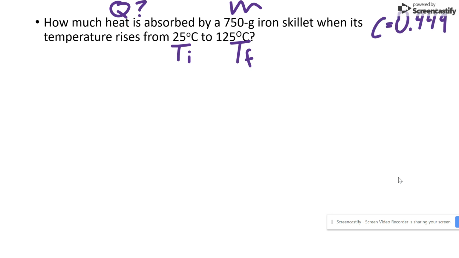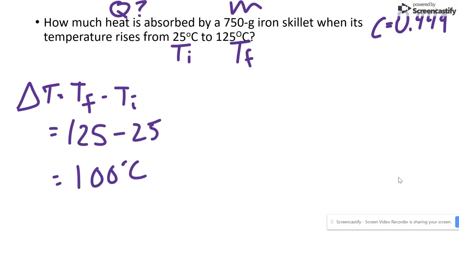First thing we need to do is calculate delta T. We also know for iron that our specific heat is 0.449, so you can just jot that down off to the side. But like I said, we need to find the delta T. Remember, to find delta T, that is the final minus the initial. So it's going to be 125 minus 25, which gets us 100 degrees Celsius.